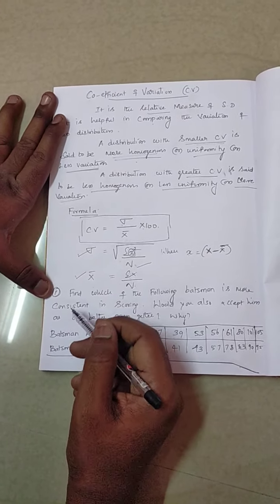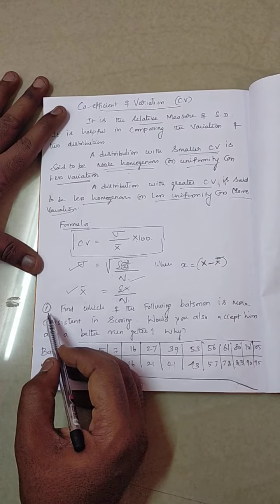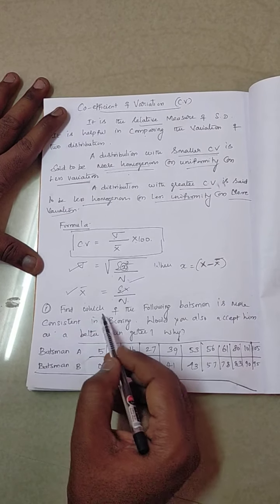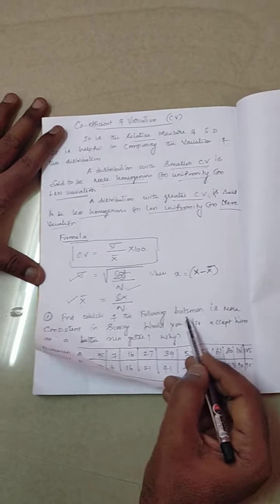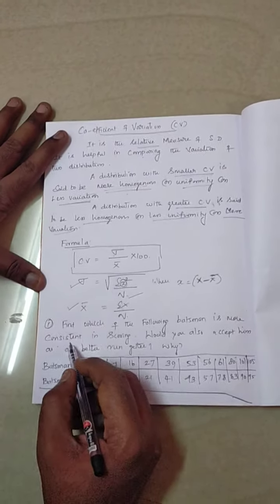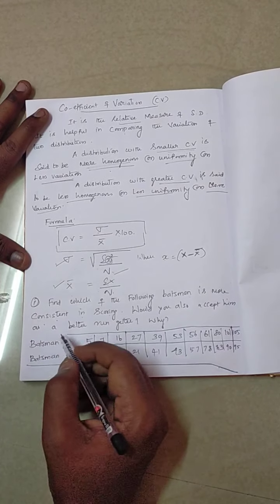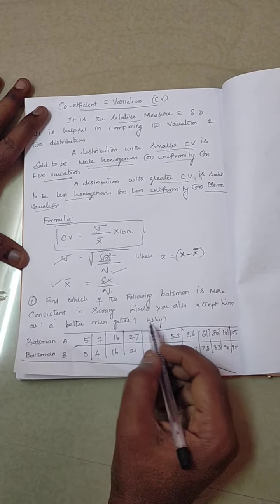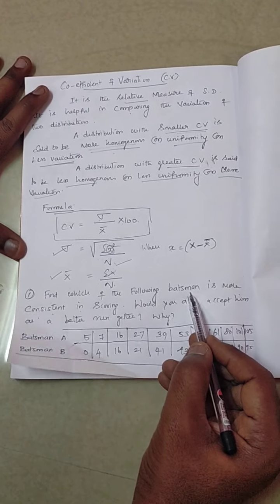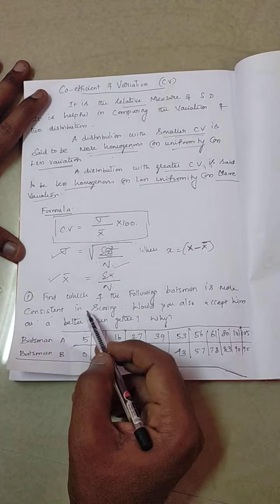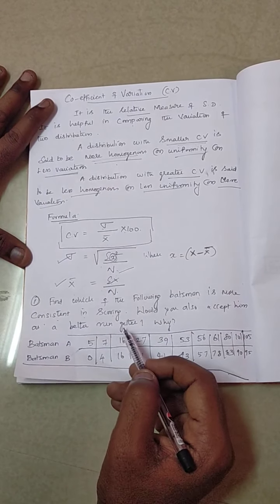Now we are going to discuss the problem of coefficient of variation. This is the first problem. Find which of the following batsmen is more consistent in scoring. Would you also accept him as a better run getter? Again, I'm repeating: find which of the following batsman is more consistent in scoring. Would you also accept him as a better run getter?